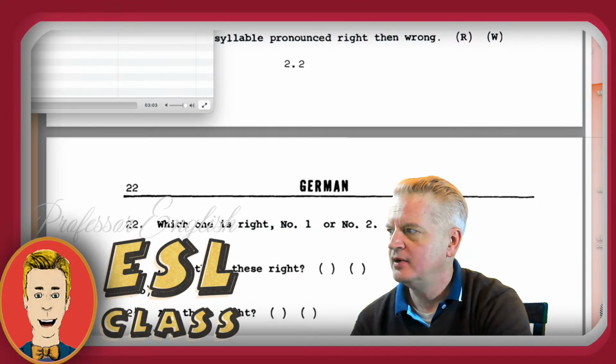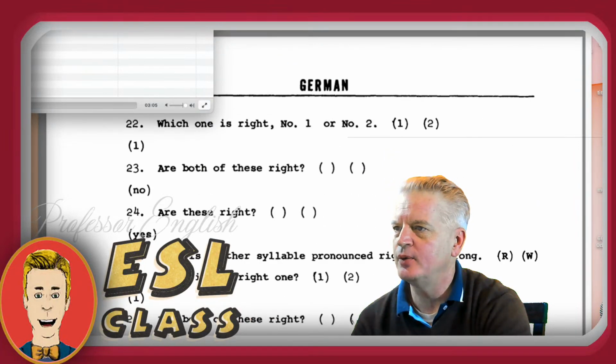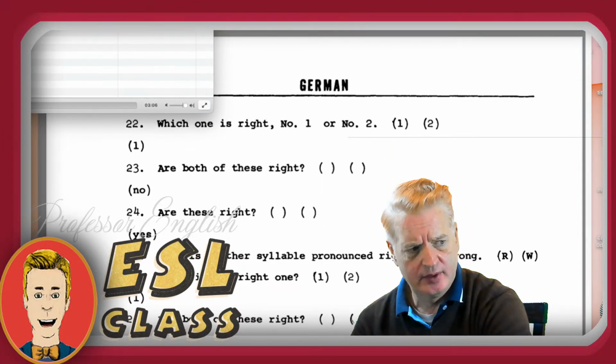Page 3. 22. Which one is right, number 1 or number 2? Number 1, gate, gate. Number 2, gate.